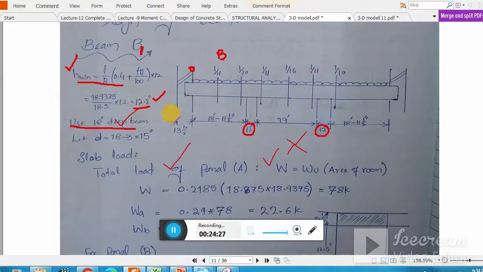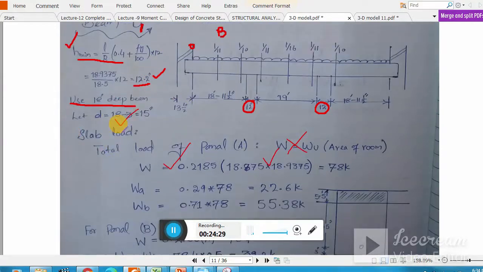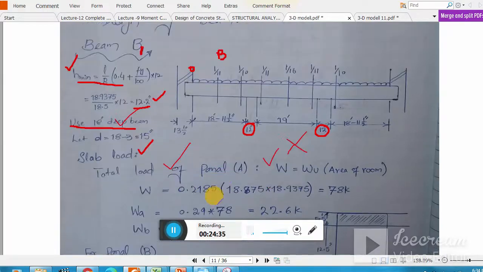Okay, the effective depth is fixed. Now the slab load calculation, this is important. Remember that we have two approaches. Either I will show you the theoretical way, and then I will show you the graphical way, how we can calculate these loadings graphically.